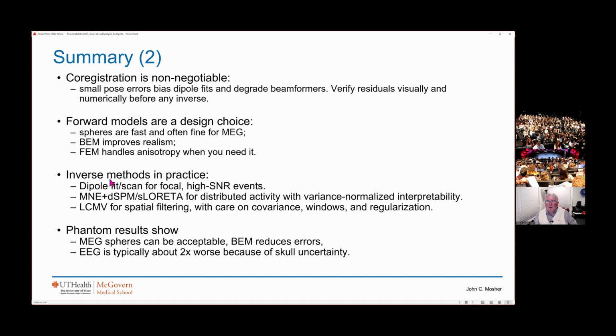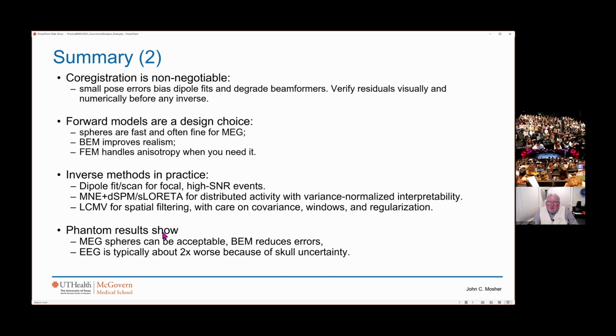Once you have this forward model set, though, the inverse models in practice are the dipole fitter scan for focal high-SNR events like in epilepsy. And then the MNE plus its weightings, dSPM, sLORETA, helps handle these more ongoing movies of dynamic activity. And then people are always trying out the beamformers for the spatial filtering, but you really have to put a lot of care into the covariance: the data covariance, what windowing using the data, the regularization are all pretty important. That's what those papers were about.